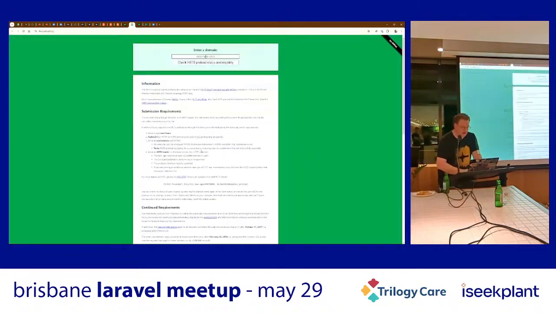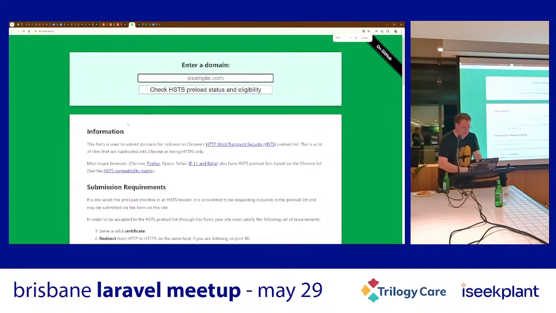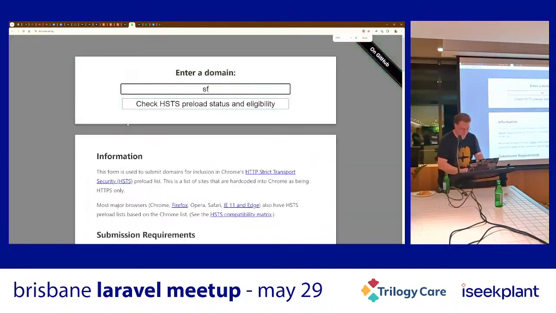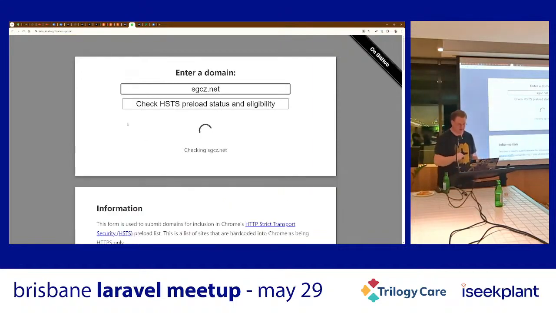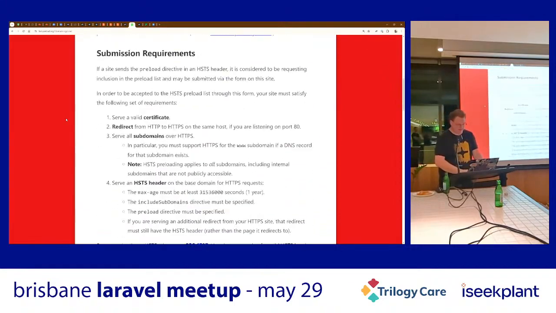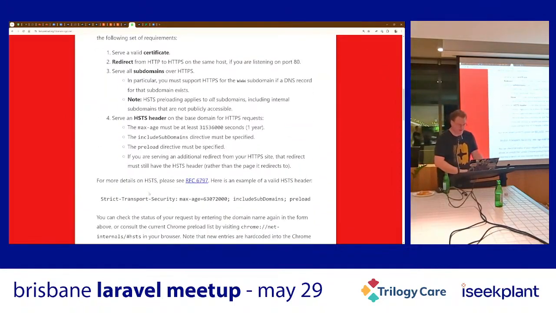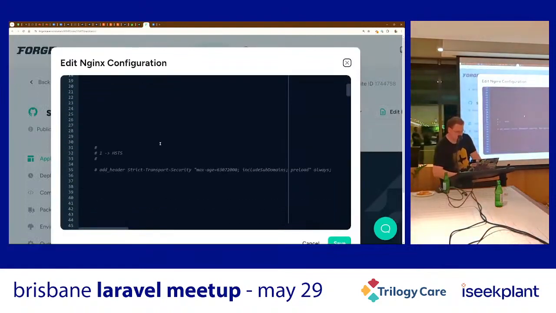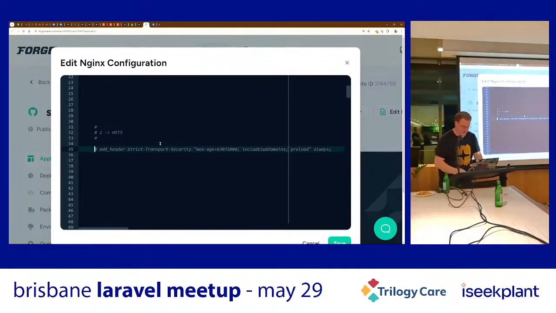So preload is tied in with the preload list. It's hstspreload.org. Enter a domain there. There we go, awesome. Okay, so this is telling us there's no header. The preload list is a list of domains that are known to require HTTPS. And in order to do that, you need to add the header on your site with the preload directive in there. And it gives us the required one down there. So I'm going to go into Forge. Let's just show you in action rather than just talk.